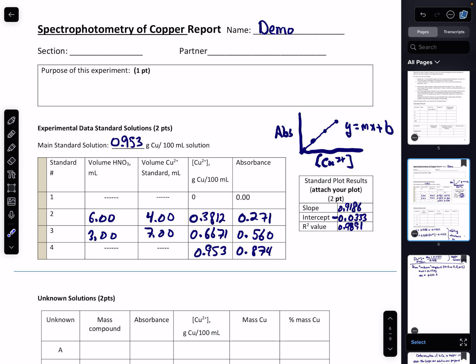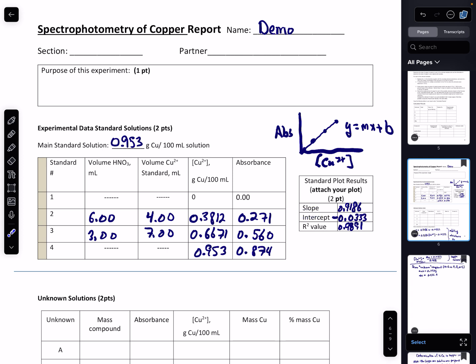And so you make those four solutions, you get your four absorbances, you put them in Excel, you get a standard plot, and from that plot you get a y equals mx plus b equation. And that's the equation that relates absorbance to how much copper is in the solutions. And in this particular made-up case, the slope is 0.9186. The intercept is minus 0.0333.